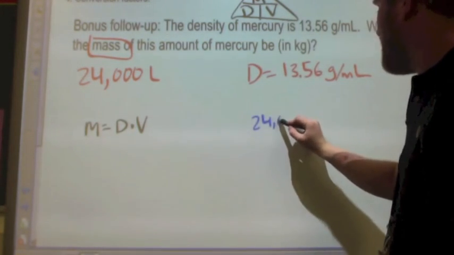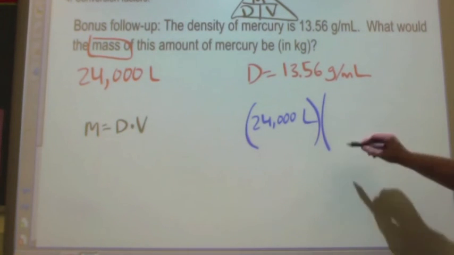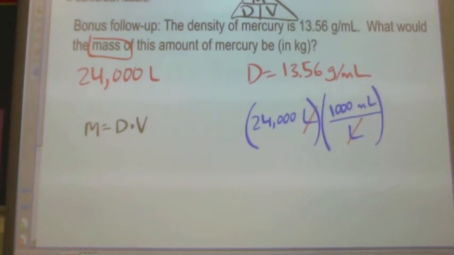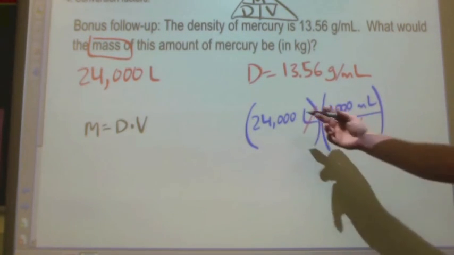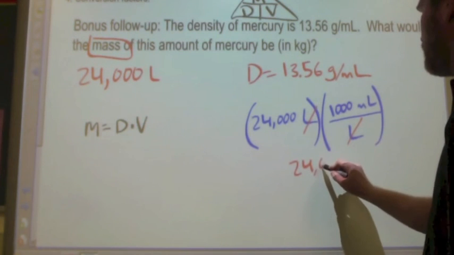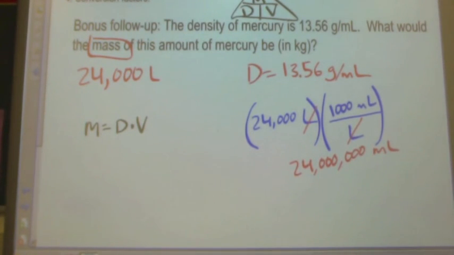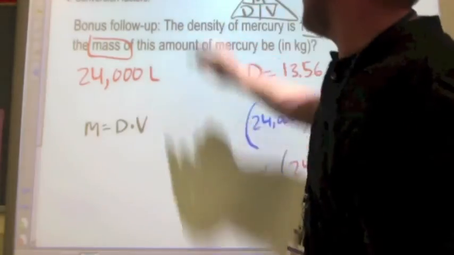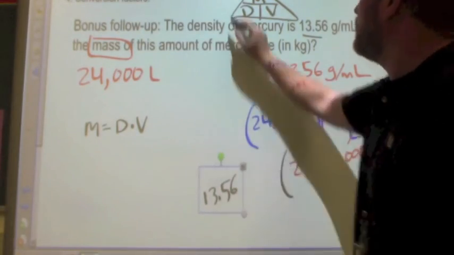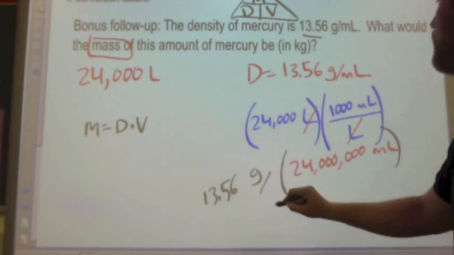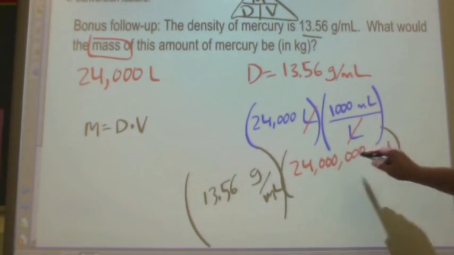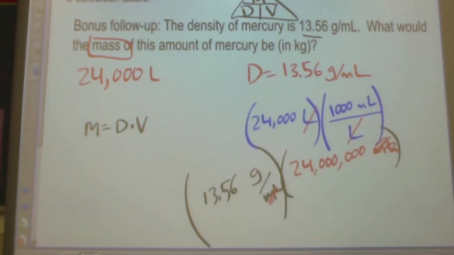So 24,000 liters into milliliters is going to be, well, I need my liters on the bottom to cancel, and then my 1,000 up top. Cancel, cancel. So this is just going to turn into 24 million. 1,000 times 24,000. It's going to be 24 million milliliters. Okay? So, mass equals density times volume. That's my volume. My density is this, 13.56. And in fact, let me move that around because I'm a stickler for units. 13.56 grams per milliliter. Let's look at our units. Grams per milliliter times milliliter. Milliliter cancels. We get grams.